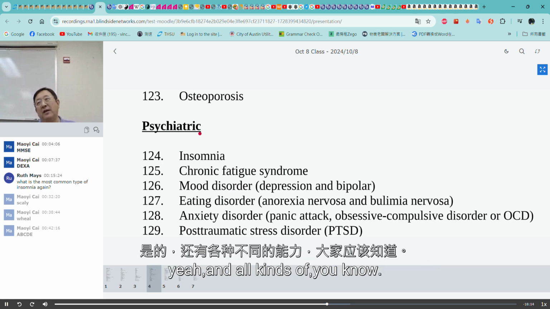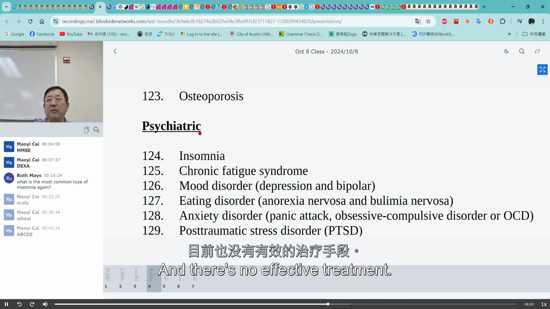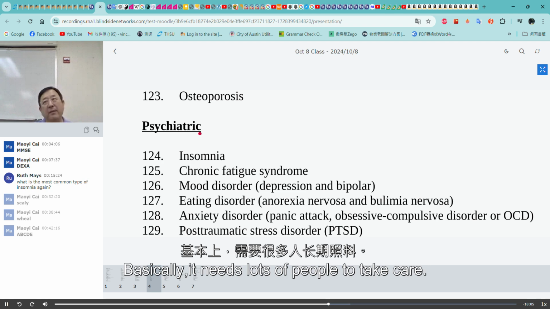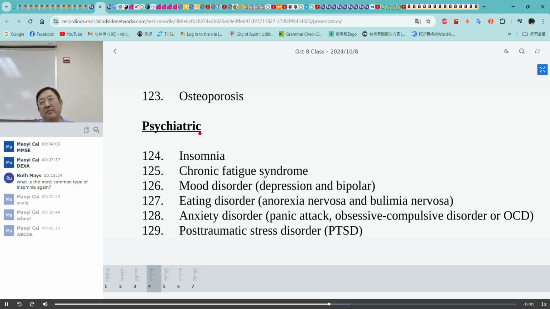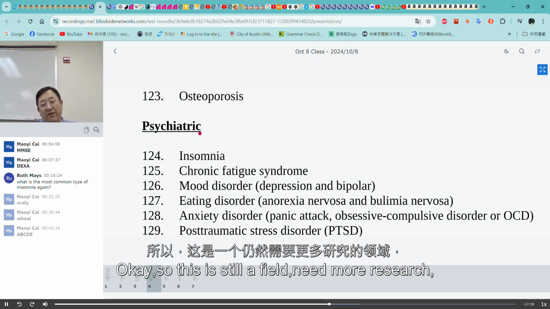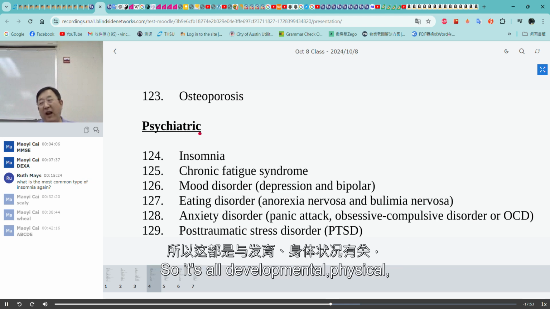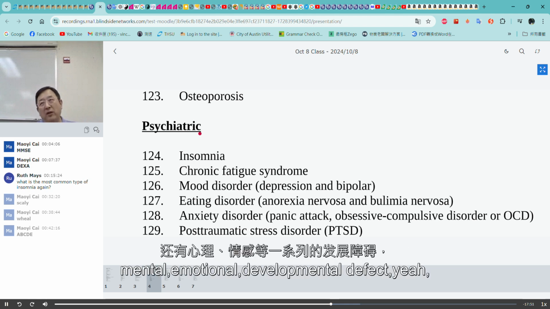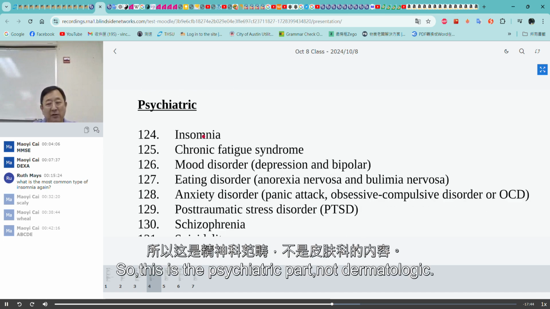Communication, speech, and all kinds of things, but overall, autism, we still don't know. And there's no effective treatment. Basically, it needs lots of people to take care of that, lots of resources. So this is still a field that needs more research, to try to find out these conditions. It's all developmental, physical, mental, emotional developmental defect, with autism. So this is the psychiatric part.